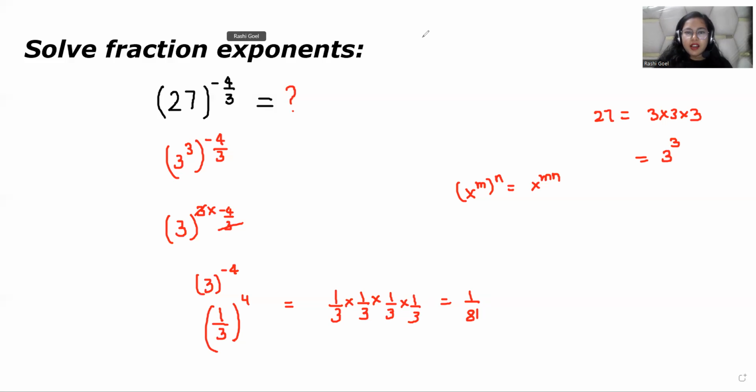I hope it's clear. So I have a question for you. You can write the answer in the comment section. So the question is 8 power 2 by 3. You can write your answer in the comment box.